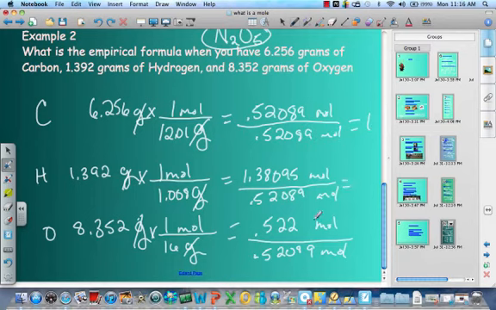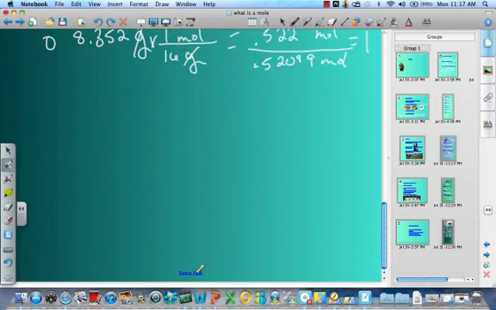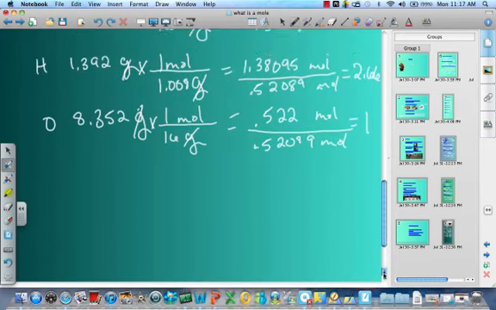Okay, so 1.38, and make sure you're not rounding here, divided by 0.52089. Okay, we get 2.66. Okay, so the next one should be really close to 1, so I'm probably going to round this one. It is, it's 1.00, so we're just going to say this is 1, which is fine. Okay, so now we've divided. So when we look at our numbers, we got 1, 2.66, and 1.